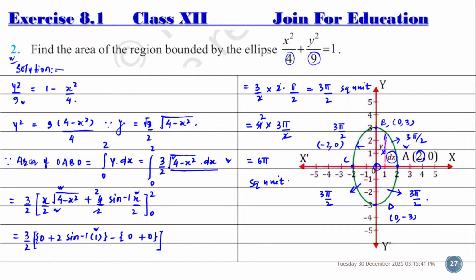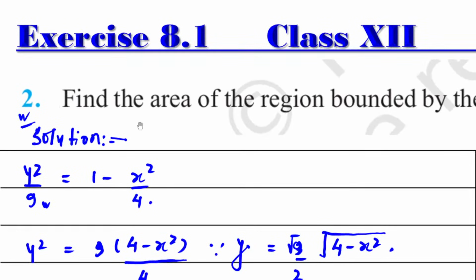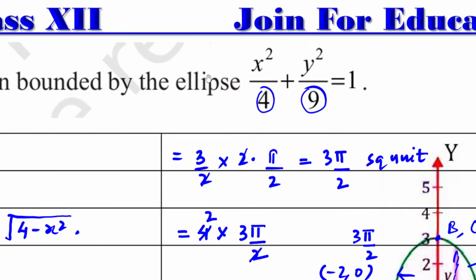If you have, write into the comment box. Let's see the solution of this question in the zoom mode. So this is the question. Find the area of the region bounded by the ellipse x square by 4 plus y square by 9 equal to 1.